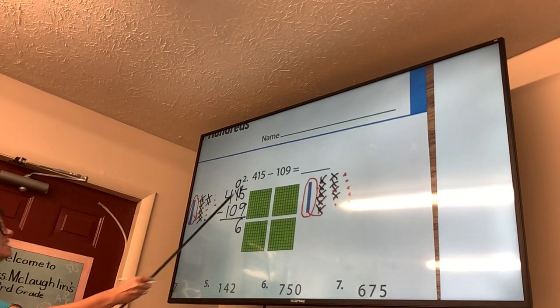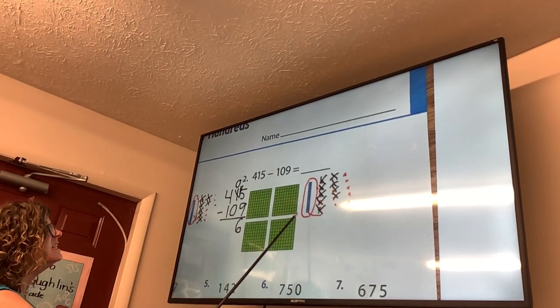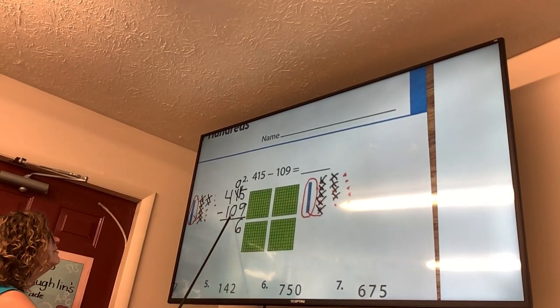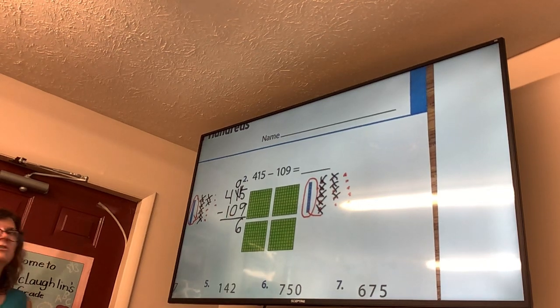Now you go to your tens, and you had how many tens? 0. And how many were you subtracting? 0. So we're okay, aren't we? 0 minus 0 is 0.